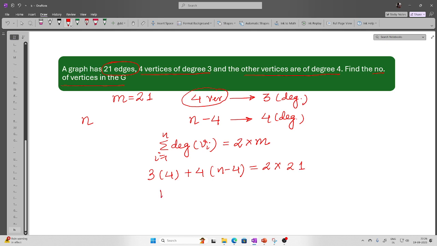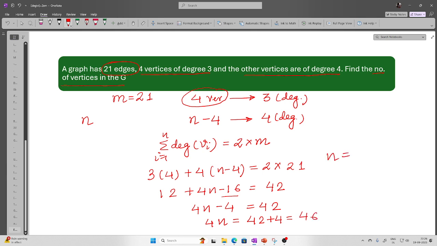Okay. So now this is 12 plus 4n minus 16, and that is equal to 42. Therefore, 4n minus 4 equals 42, so 4n will be equal to 42 plus 4, that is 46. So n will be equal to 46 divided by 4, which comes out to be 11.5.